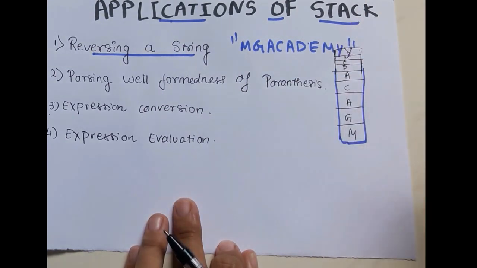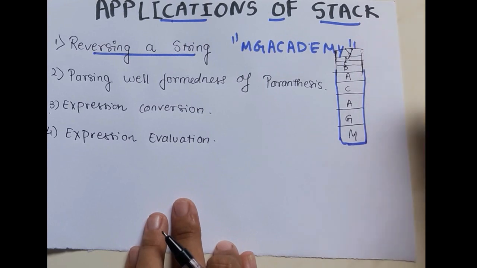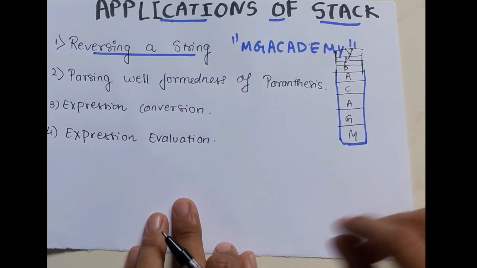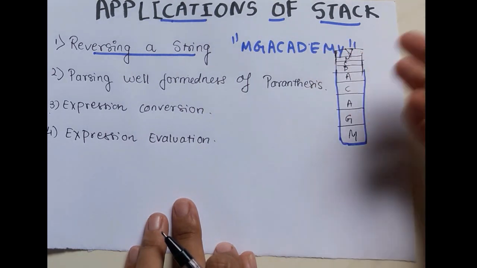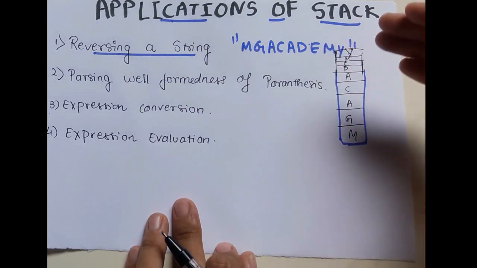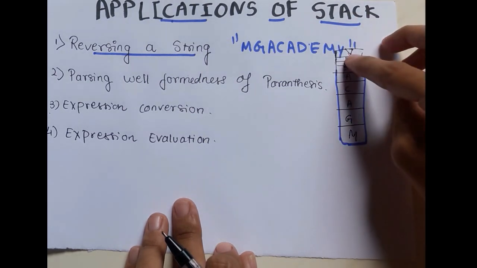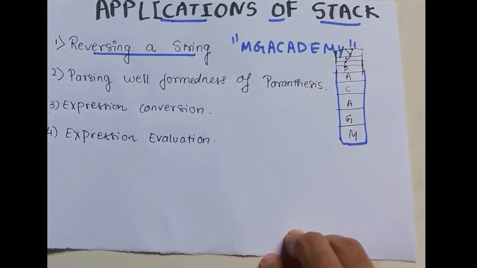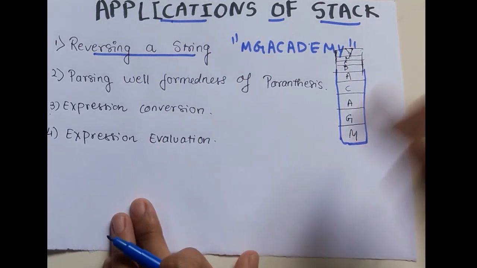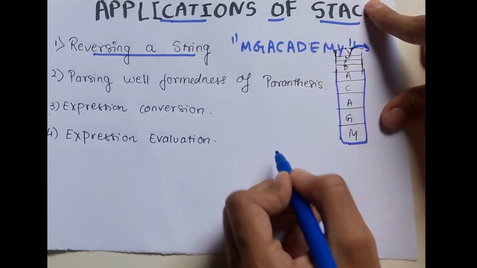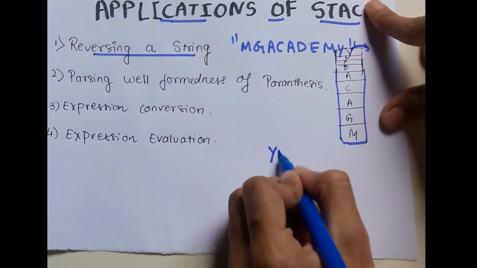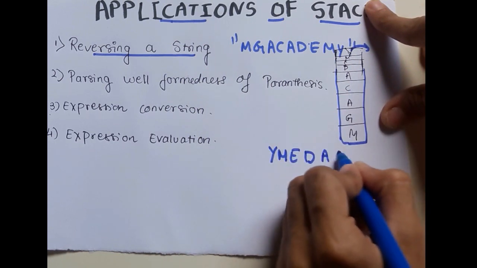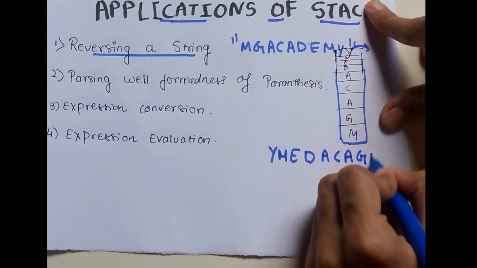Suppose we have pushed all the characters in this stack. Now we'll pop the elements from this stack, and we know that the elements are popped from the top, and whichever element is at the top of the stack will be popped first. So the first element in this stack is y. So y will be popped first, isn't it? Y first, after that n, then b, then a, c, a, n.